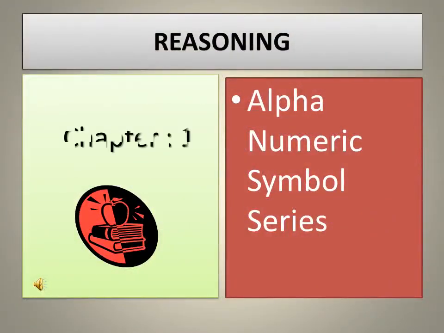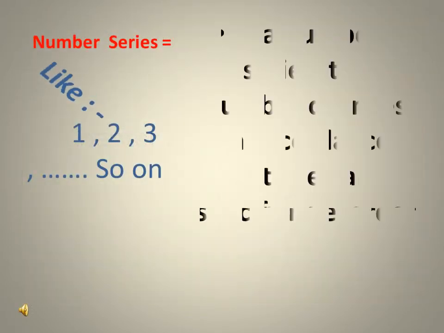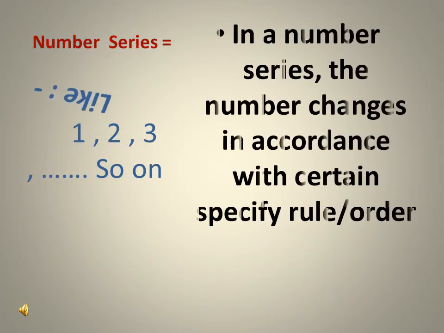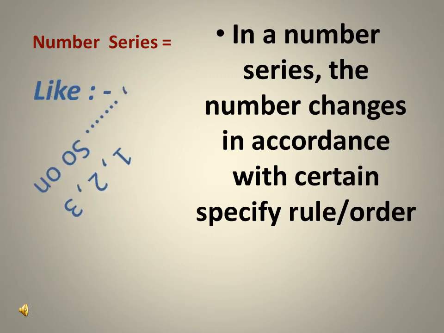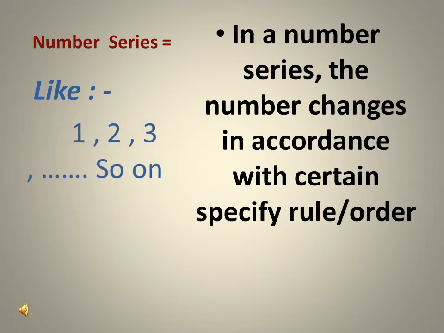Chapter 1, Alphanumeric Symbol Series. This is the first chapter of your book. Number series. In a number series, the number changes in accordance with a certain specified rule or order, like 1, 2, 3, and so on.